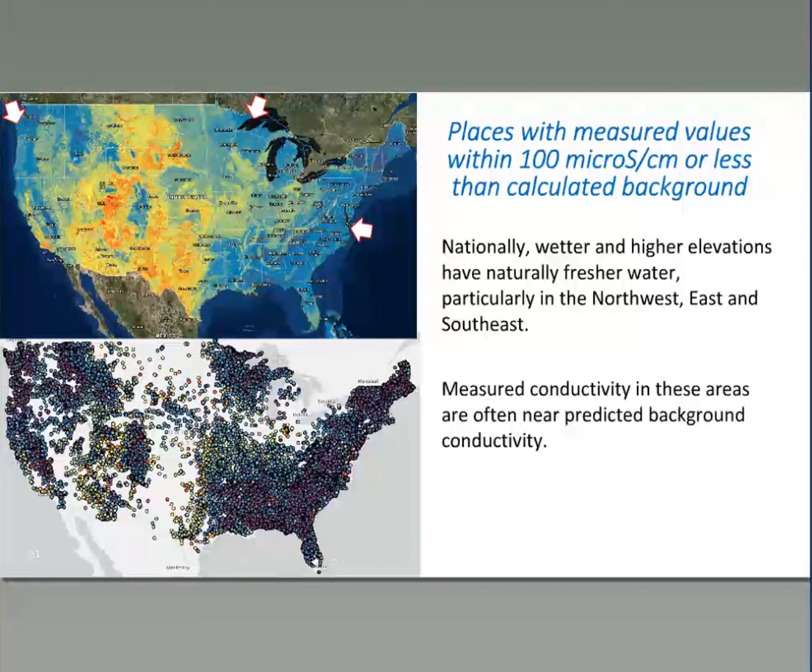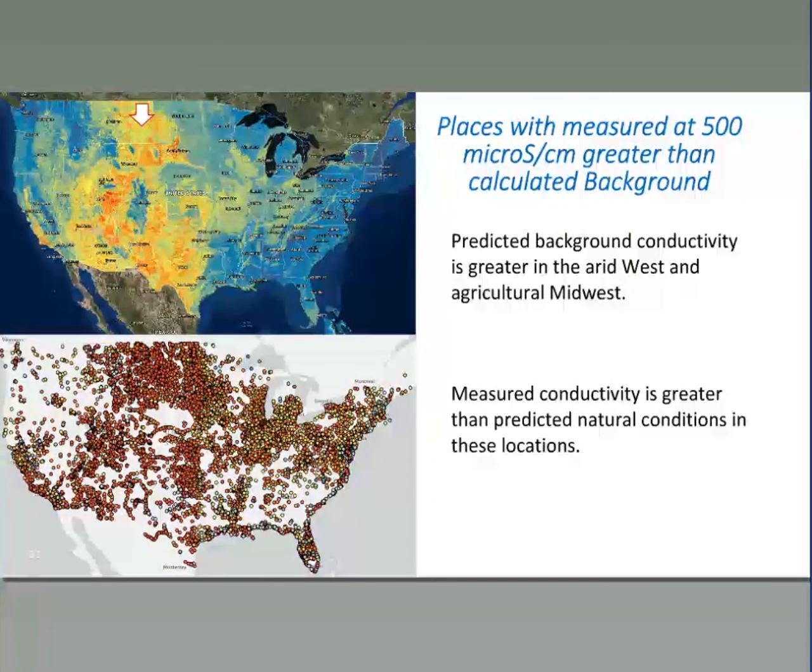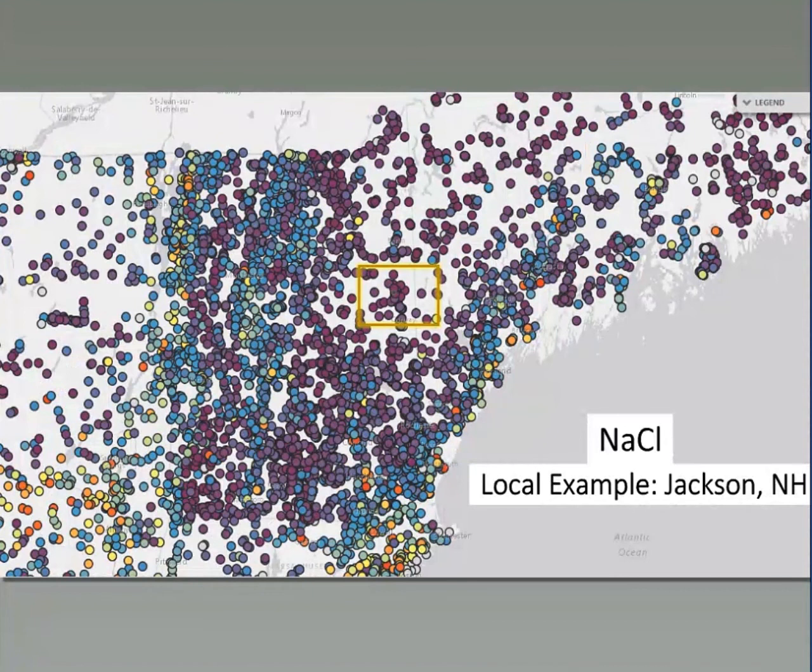So here's an example of looking at the national data. If we look at the prediction, we can see it's predicted to be low in these areas. And what you can see in the actual measured data, these are all the sites that are within 100 microsiemens of the prediction. And you can see we have, thankfully, lots of beautiful places across the United States where the water is still very fresh and as fresh as it was predicted it should be. There are some areas that are higher conductivity. You can see there are not so many places here that are as fresh, and that's not surprising if you know these parts of the country.